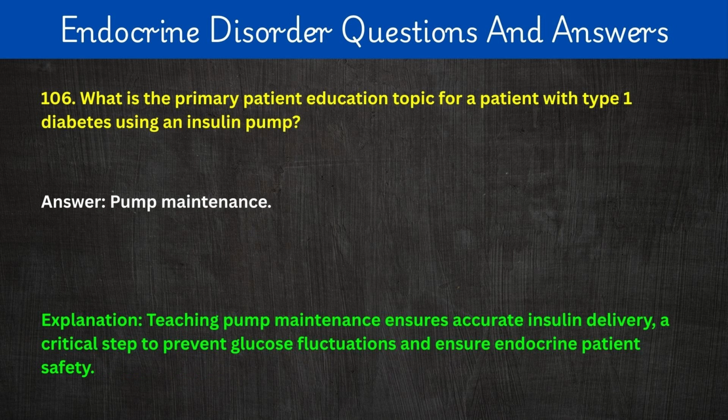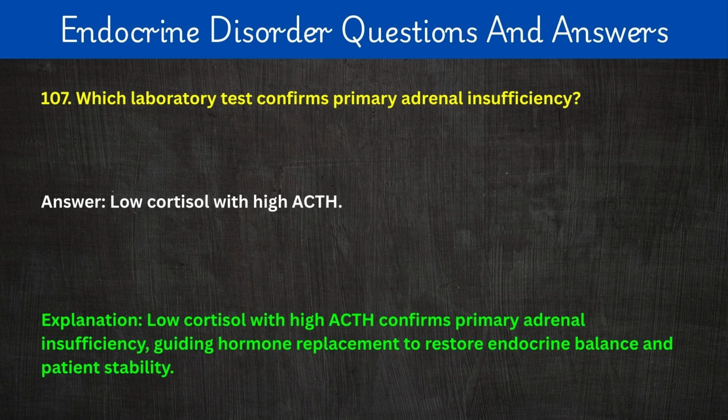106. What is the primary patient education topic for a patient with type 1 diabetes using an insulin pump? Answer: pump maintenance. Explanation: teaching pump maintenance ensures accurate insulin delivery, a critical step to prevent glucose fluctuations and ensure endocrine patient safety.